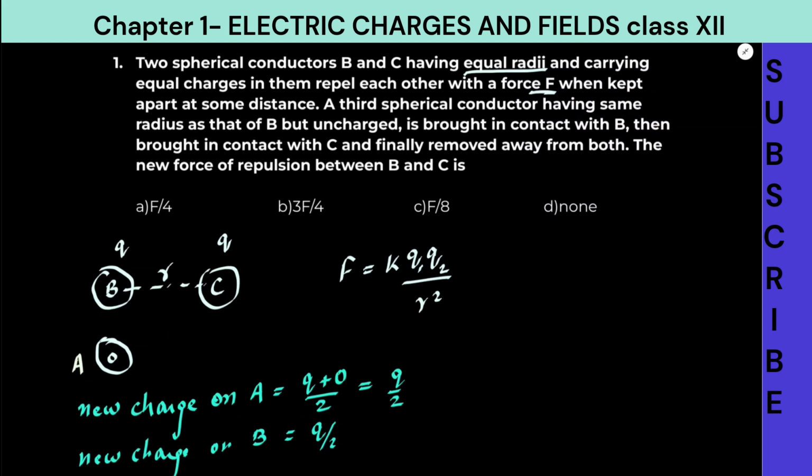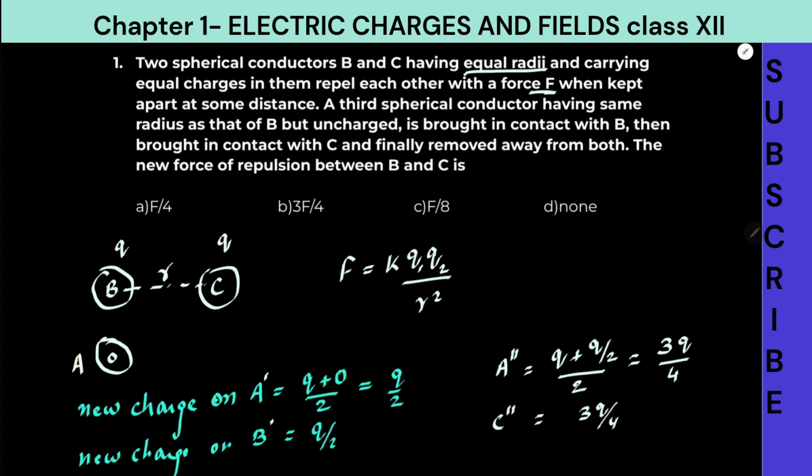Now if you touch this A to C, what will be the new charge on C and A? Let's call the charges after the first touch A dash and B dash. The second touch, A double dash, will be equal to how much? The charge on C, which is Q, plus the new charge on A, which is already Q by 2, whole divided by 2. So this will become 3Q by 4. When you simplify, you will get 3Q by 4, and the final charge on C, C double dash, is also 3Q by 4. Great.